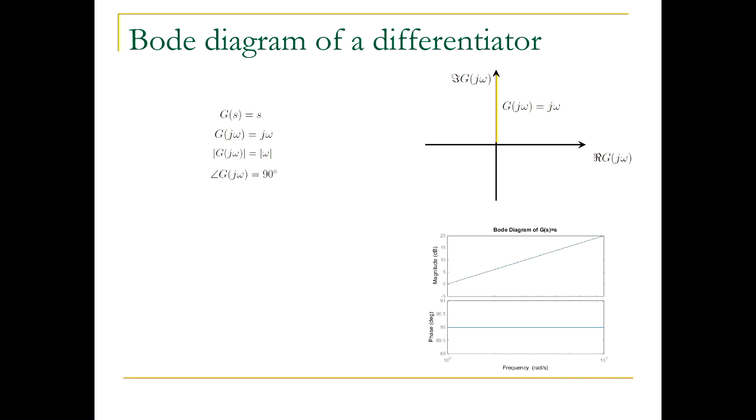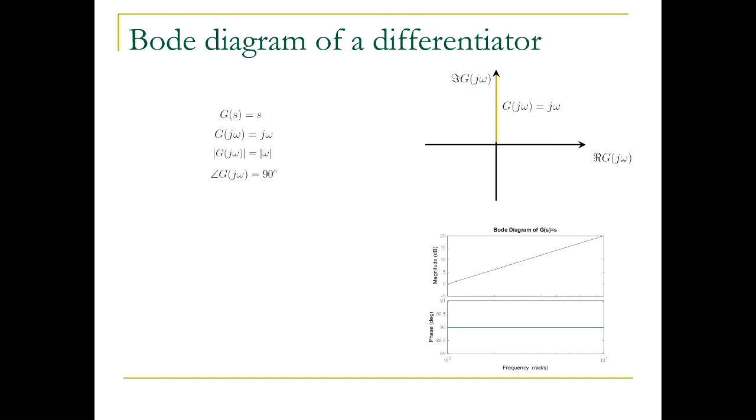Well, what is now G of j omega? Well, it's just j omega, because G of s is s. I substitute j omega for s, so it's just j omega. Now, what's the magnitude? Well, magnitude is just the amplitude of omega. And what is the phase? Well, it's 90. If you look at the frequency response, for positive omega, it stays on the imaginary axis. There is only an imaginary part. There's no real part here in this G of j omega. So the phase is always 90 degrees for positive omega.